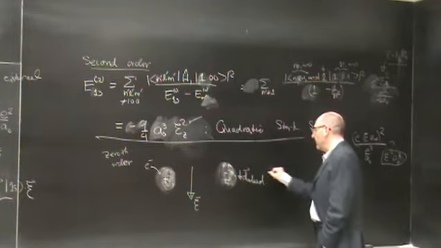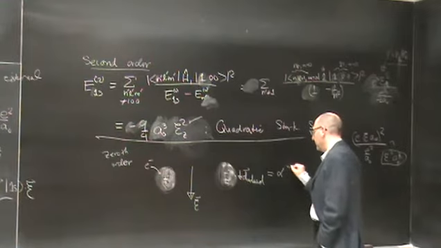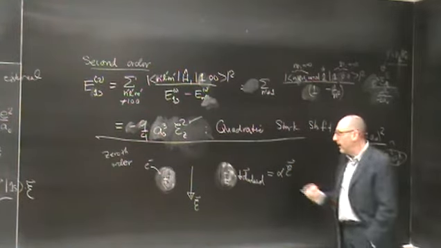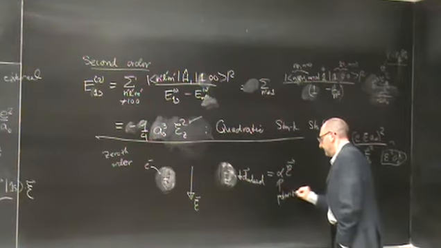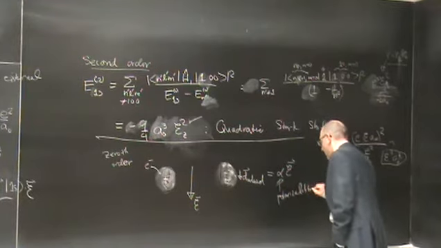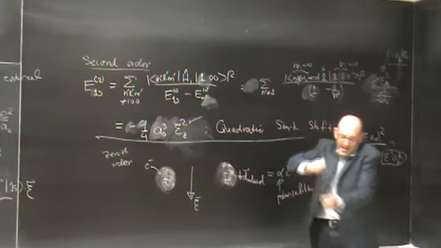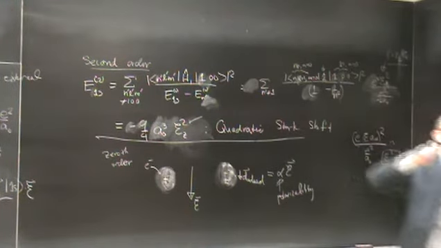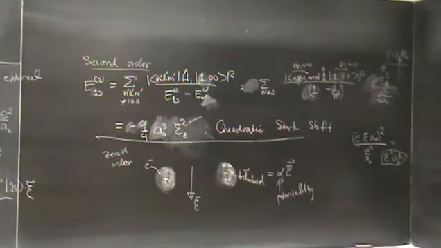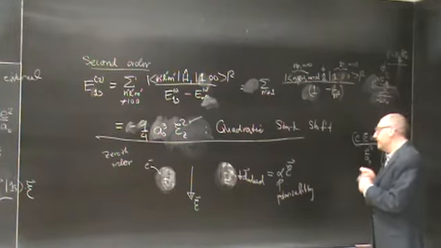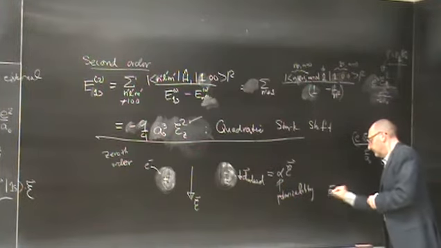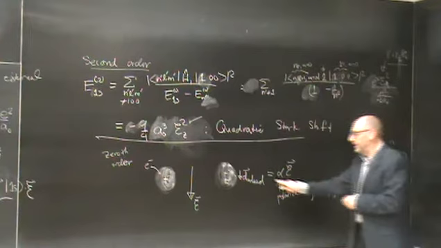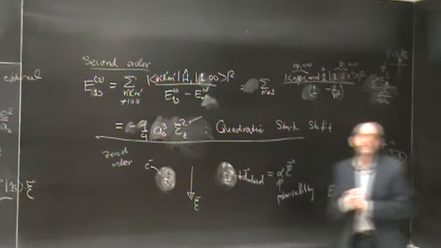Now, the induced dipole moment is proportional to the field by something we call the polarizability. How much of a dipole you induce is how polarizable it is. Okay? And then there is an interaction energy of the induced dipole moment with the field.